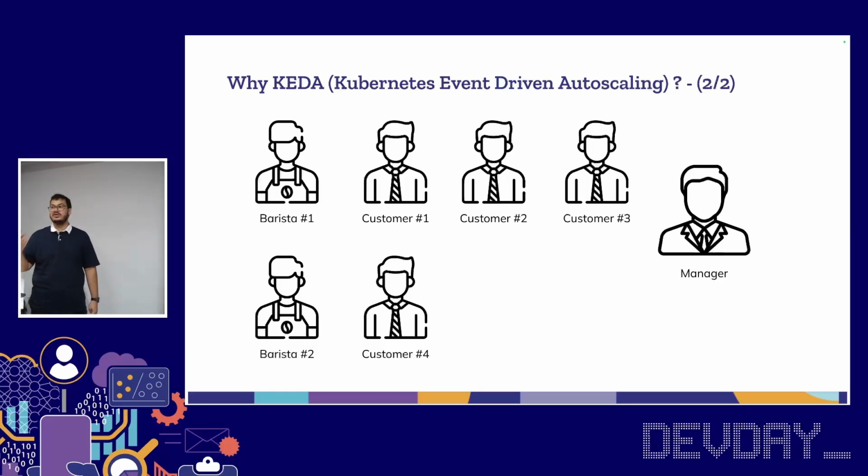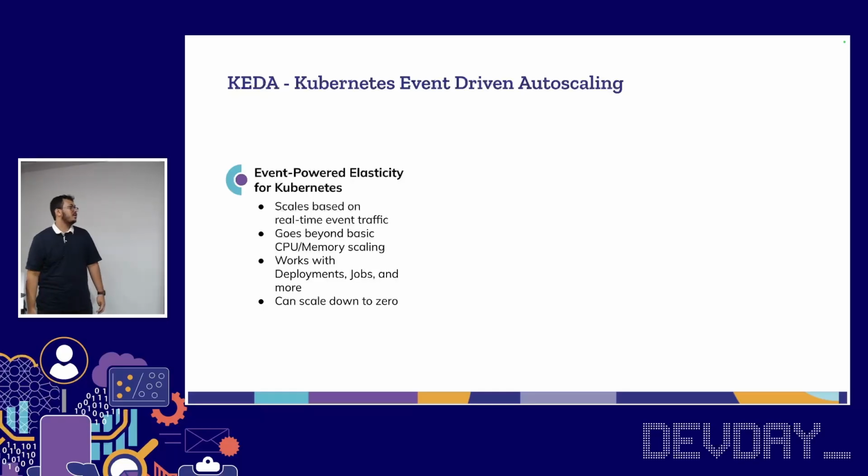It allows you to scale based on events, based on a metric. So it scales based on real-time event traffic. It goes beyond just scaling based on CPU and memory. It works with deployments as well as jobs. Now HPA by default only works on deployments and stateful sets. But with KEDA, you can also scale cron jobs and jobs.